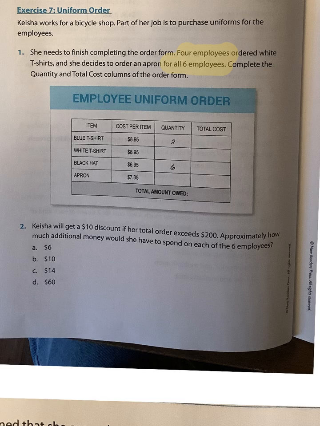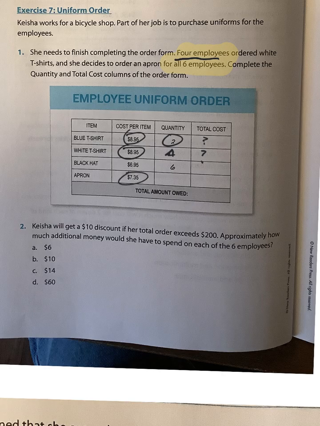So if the blue t-shirts are $8.95 and we get 2 of them, what is the total cost? If we have white t-shirts, how many are we getting? 4 employees ordered white t-shirts. And how much is that going to cost? And the same with the black hats, and the same with the aprons.